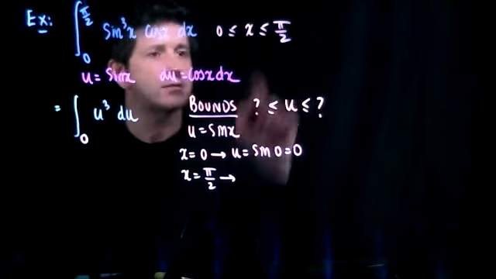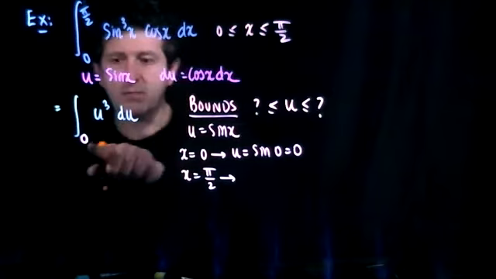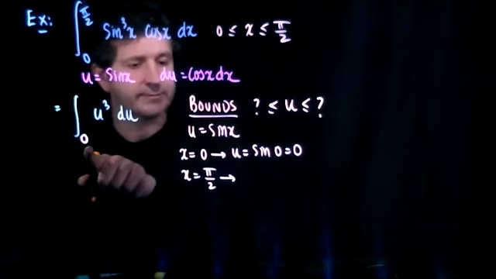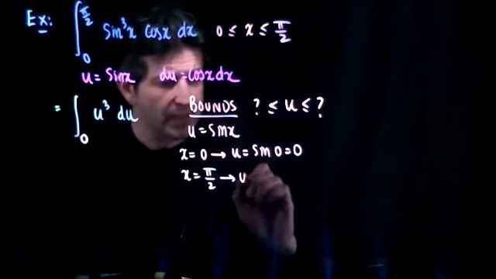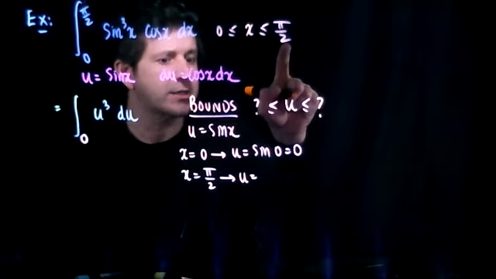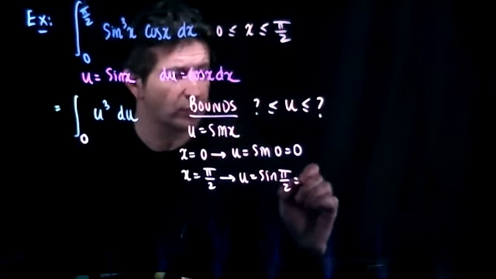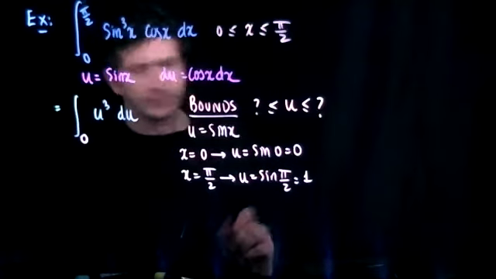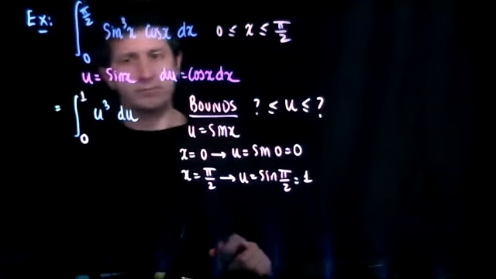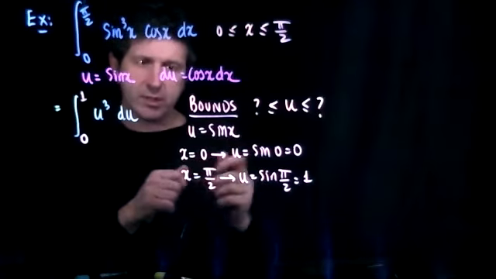Okay, so there you found the minimum? Yeah, the minimum value for u, exactly. And if x is pi over 2, which is my upper bound for x, then u will be sine of pi over 2, which is 1. And so u goes from 0 to 1. You okay with this?